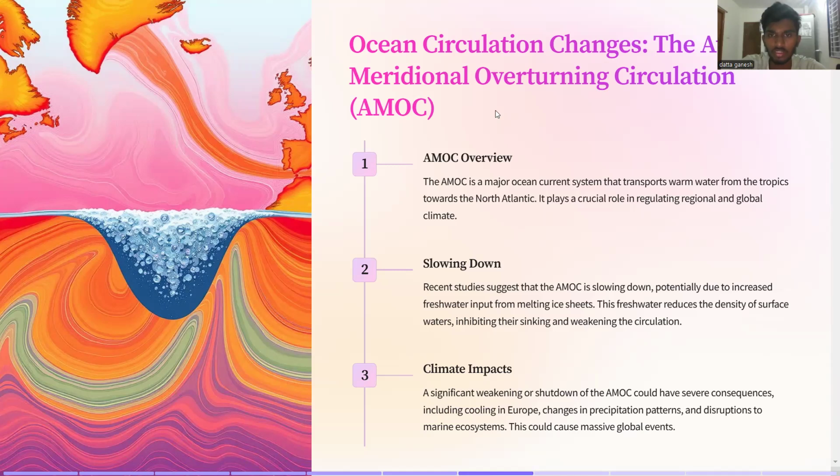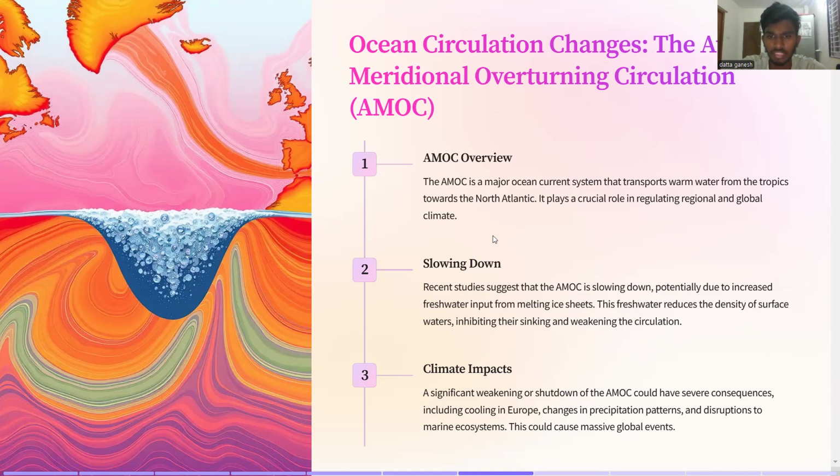Slowdown. Recent studies suggest that the AMOC is slowing down, potentially due to increased freshwater input from melting ice sheets. This freshwater reduces the density of surface water, inhibiting its sinking and weakening the circulation.